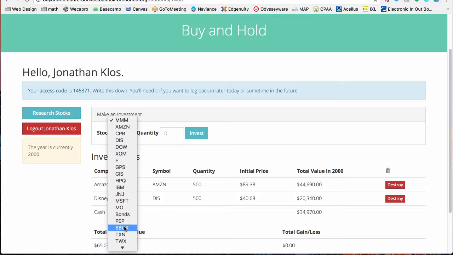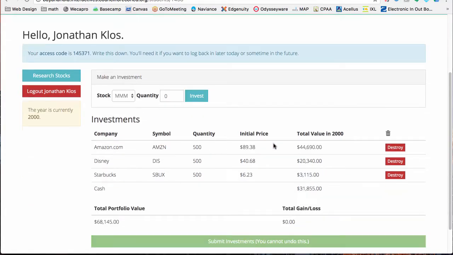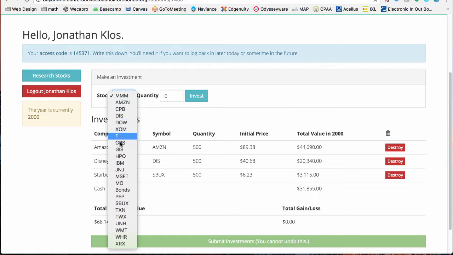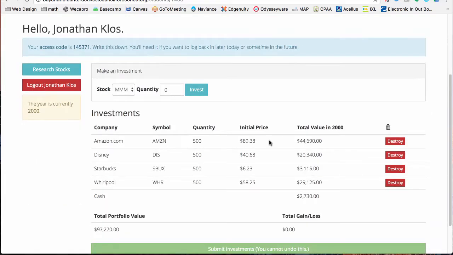Let's buy some Starbucks. That's what S-Bucks is. So let's go 500 Starbucks. And let's go Whirlpool. They make like refrigerators and washers and dryers. Let's buy some of that. And let's just keep this last $2,730. We'll just keep it as cash, and just so we can get an idea what's going on.